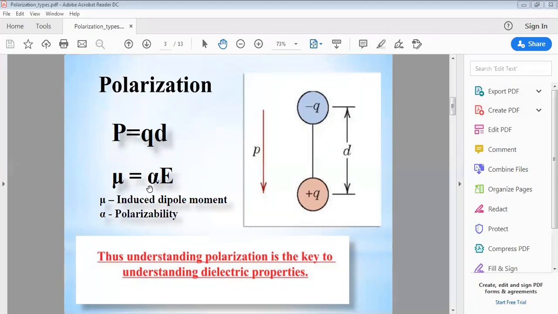Okay, so if I put a constant, that is called polarizability. This polarizability is a material property. This is a constant for all the materials. This is what we are going to study, the polarizability. So the dipole moment is polarizability times the applied electric field.